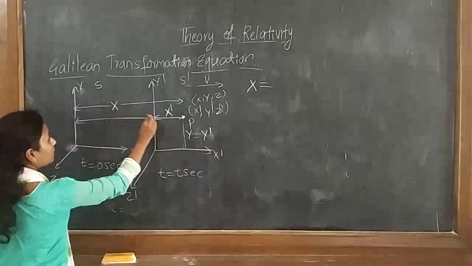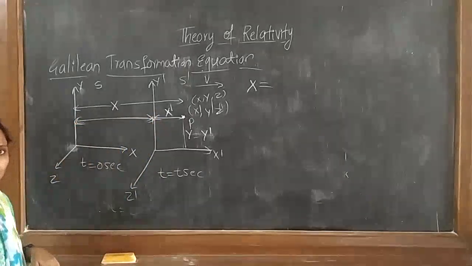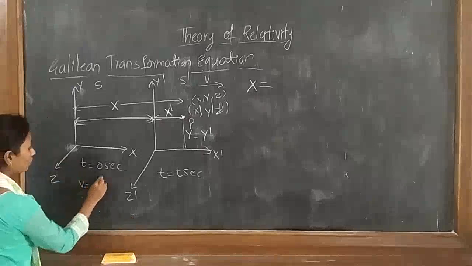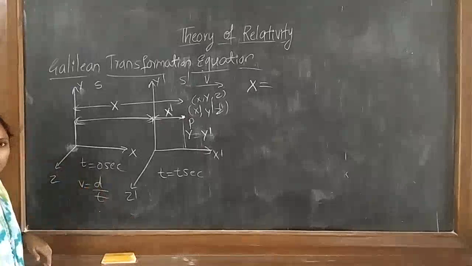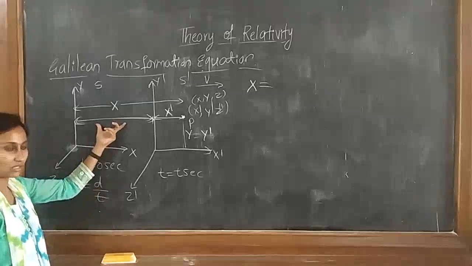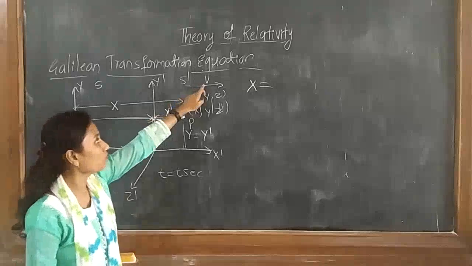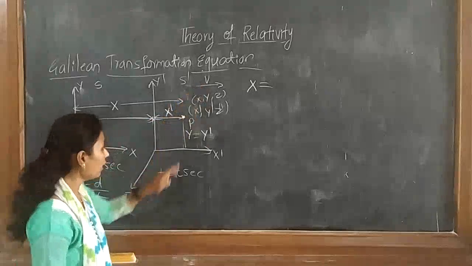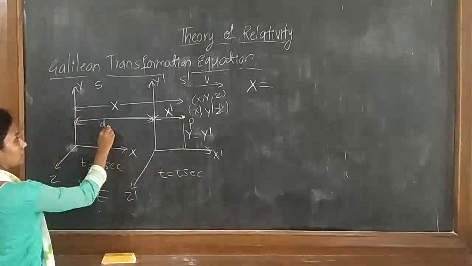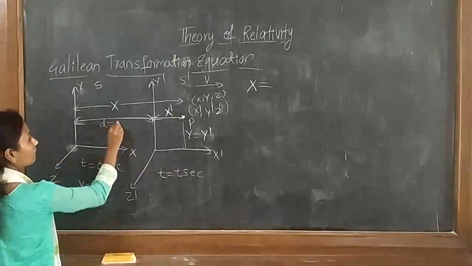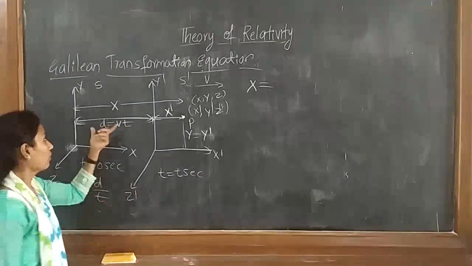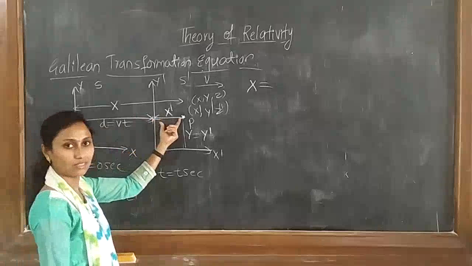Now first we should calculate this distance. What will be the distance? We know one formula of velocity: velocity is equal to distance traveled divided by time, v is equal to d by t. Now we want to find this distance, and this frame is moving with velocity v. At a time of t seconds, what will be this distance? It is nothing but v into t. Can we take it from this formula?